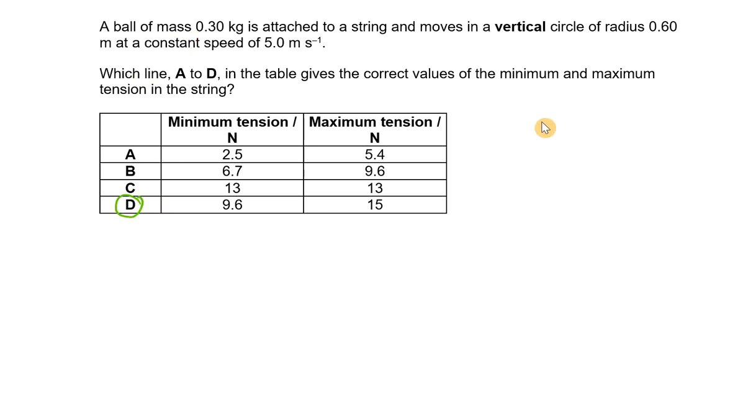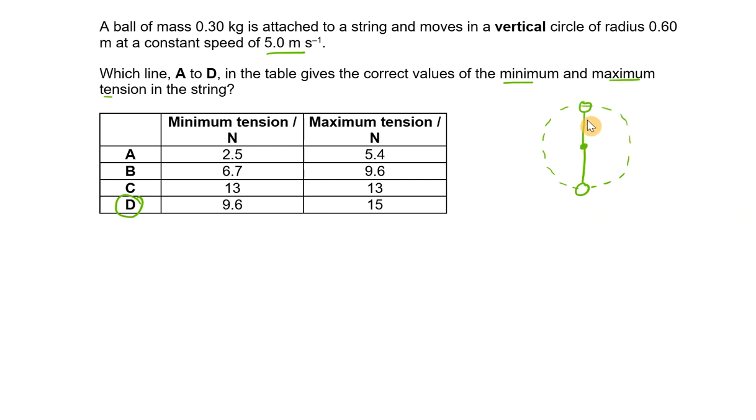So a ball of mass 0.3 kilograms is attached to a string and it's moving in a circle of radius 0.6 meters at a constant speed of 5 meters per second. Which line A to D in the table gives the correct value for the minimum and the maximum tension in the string? Right, okay, so the minimum and maximum tensions are going to occur at the top and the bottom of this ball's orbit around this central point.